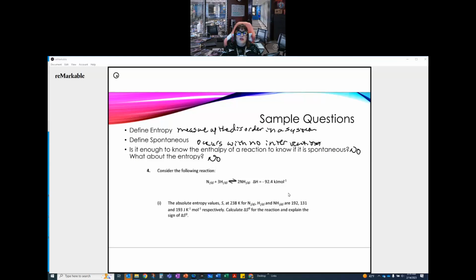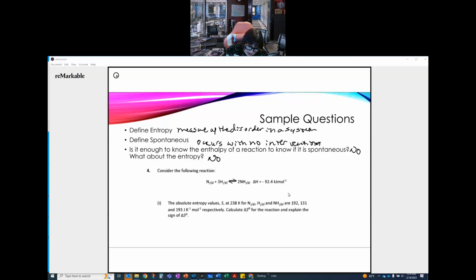Consider the following reaction. N2 plus 3H2 goes to 2NH3. Delta H is negative 92.4 kilojoules per mole. The absolute entropy values S at 238 Kelvin for N2, H2, and NH3 are 192, 131, and 193, respectively. Calculate delta S for the reaction and explain the sign.